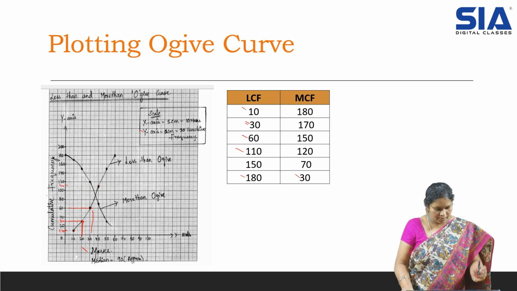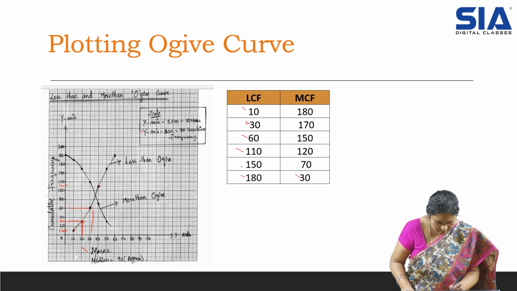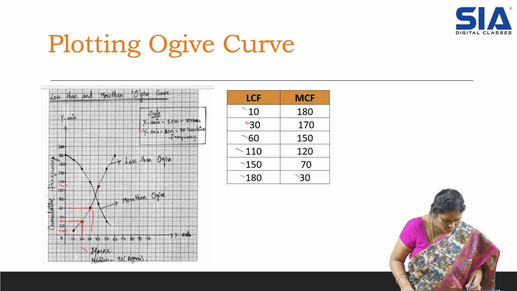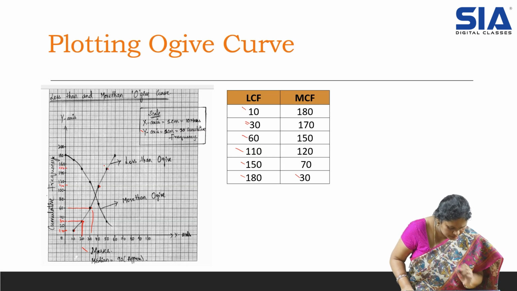40 from x-axis, 110 from y-axis. So plot it. Keep a dot over there. Then next value is for 50. What's the value you have? 150 you have. So 150 somewhere you'll get above 140 and below 160. That is here you'll get as 150. Keep a dot for its intersection.